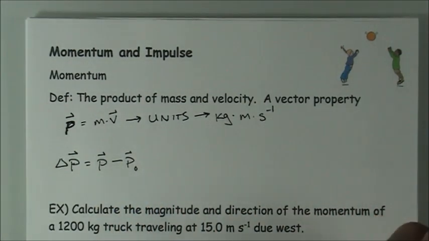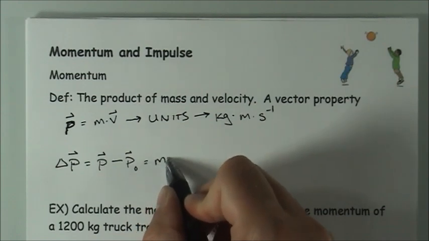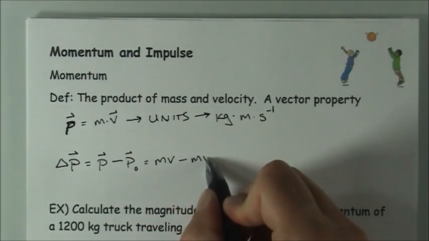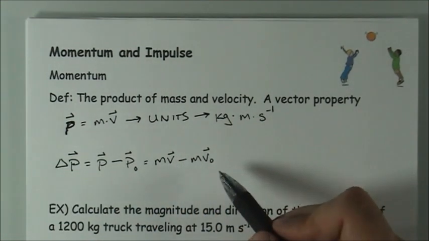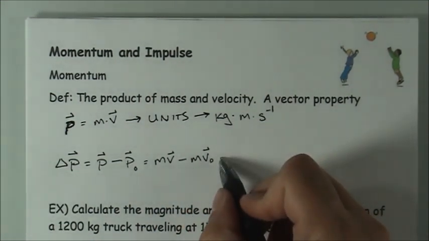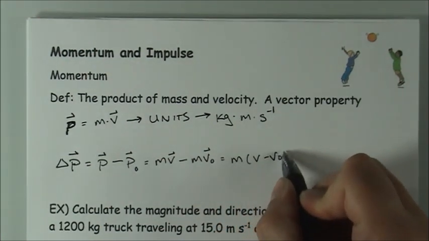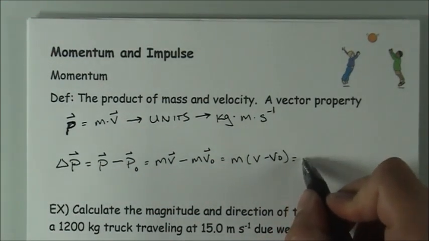minus the initial momentum. Each of those could be calculated separately as mv for the final momentum and mv naught for the initial momentum. Since the m is common to both of those, we could factor that out. And obviously, this should be familiar to you. V minus V naught is the change in velocity.